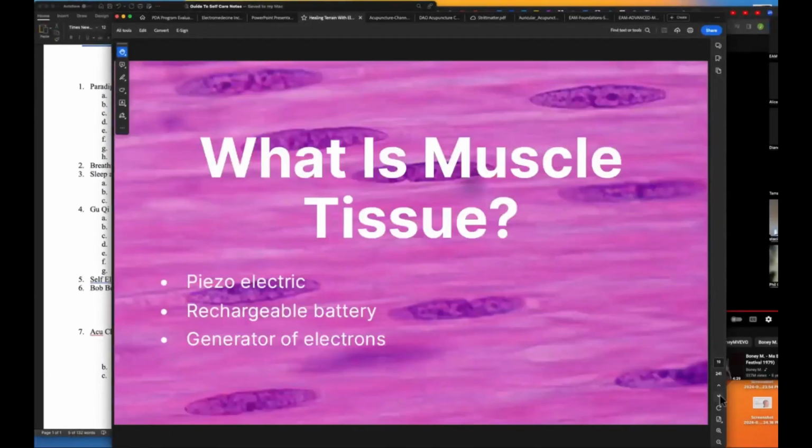So what is muscle tissue? We're going to spend a little bit more time on muscle tissue, but not right now. I have a teacher of mine, and I want to show you some videos in a few minutes. So muscle tissue is piezoelectric. It functions as a rechargeable battery. It can store charge, and it's also the generator of electrons. Let's come back to muscle tissue in a few minutes.